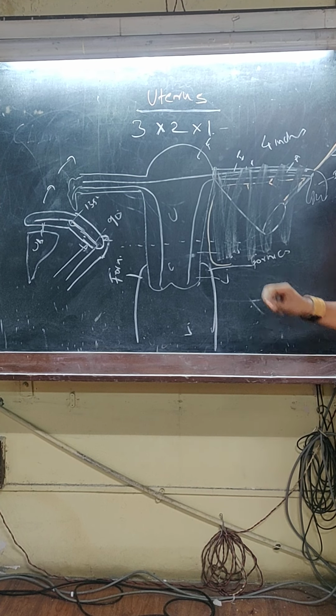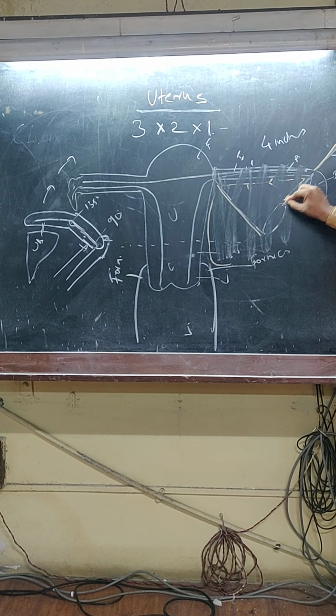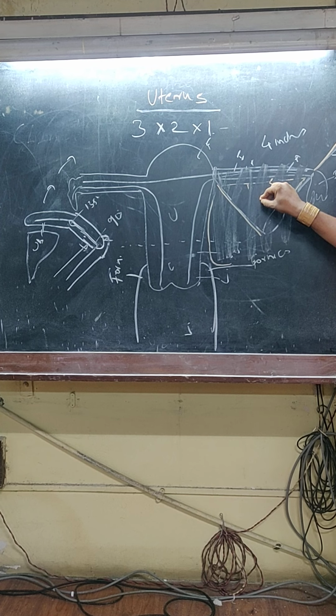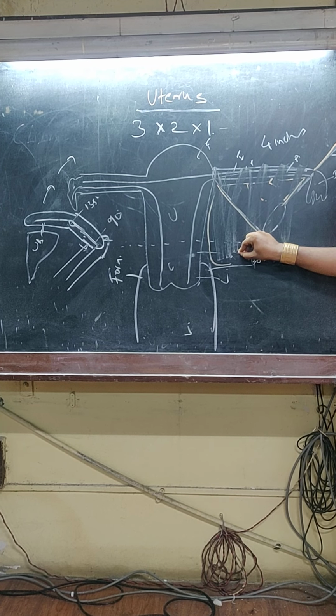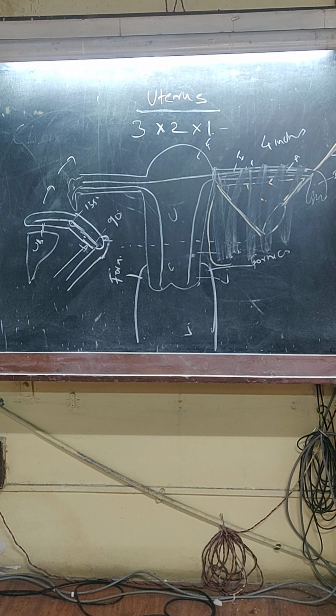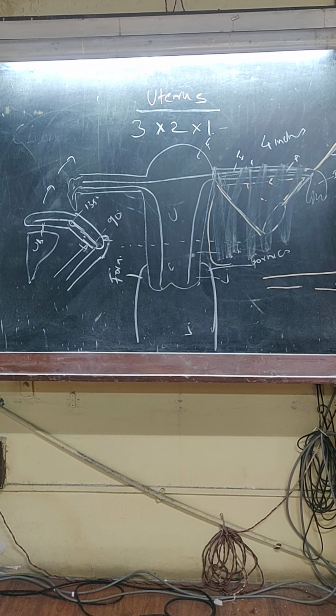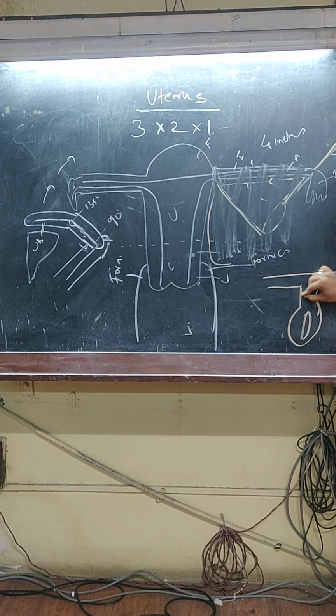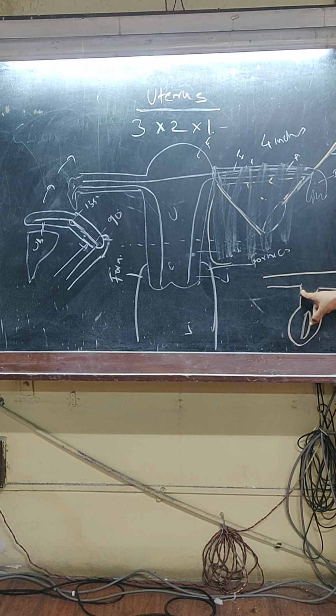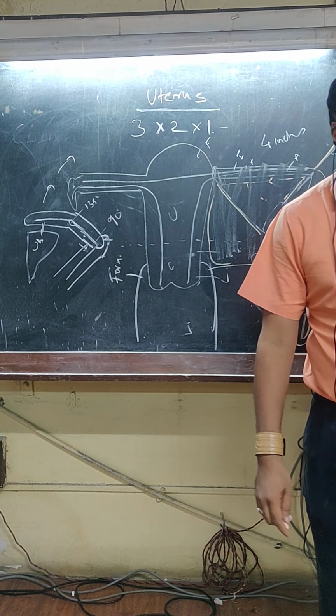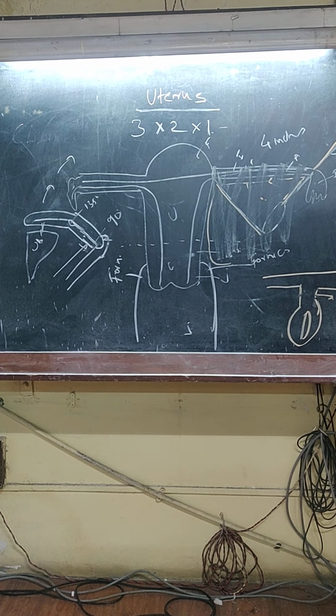So now you tell me, this part of the broad ligament, what is this? Mesosalpinx. This is mesometrium. And now if I take a transverse section, this is the anterior layer, this is the posterior layer. The ovary is like this. What is this? Meso-ovarium. Okay? Three parts of the broad ligament.